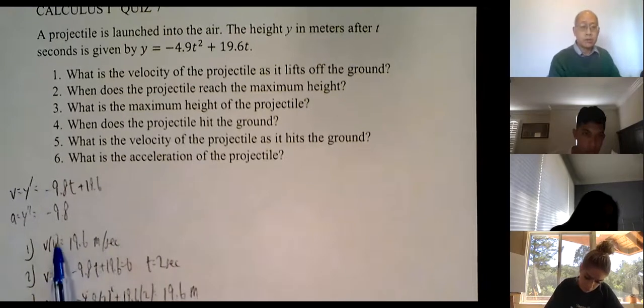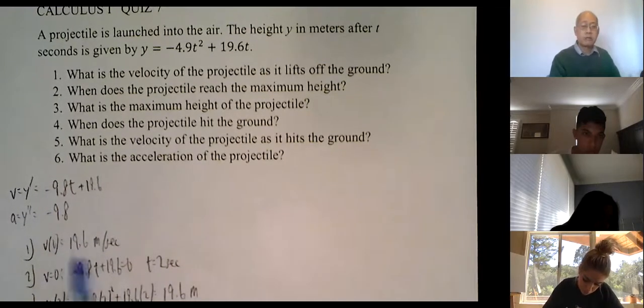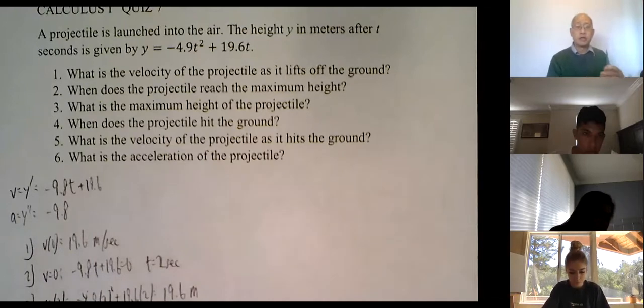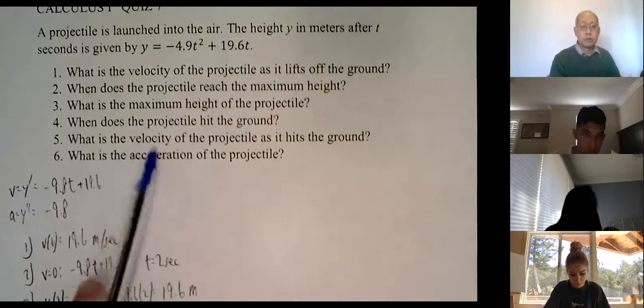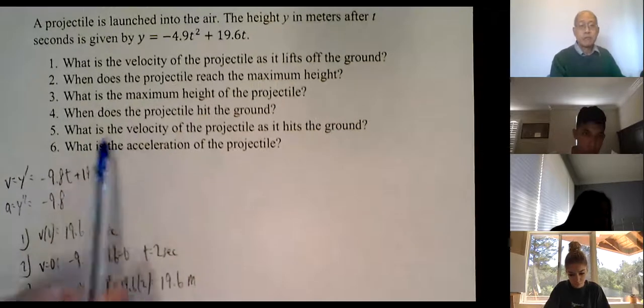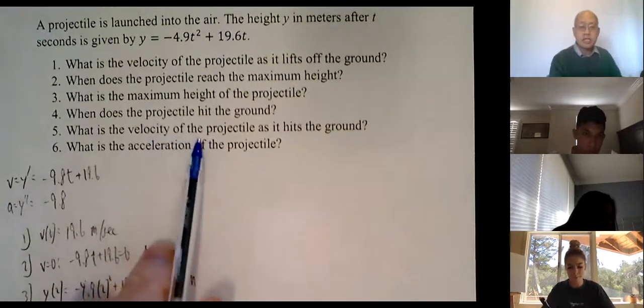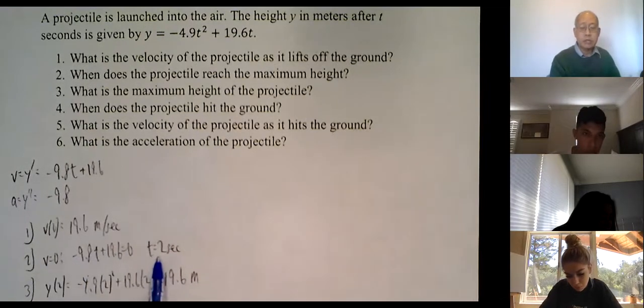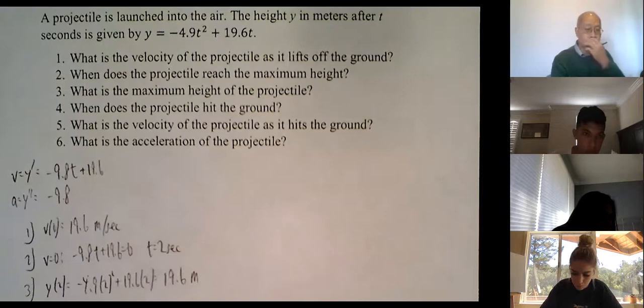You're supposed to plug in 0. So v of 0 is 19.6 meters per second. So as the projectile lifts off, that means you're supposed to plug in t equals 0. Number two, maximum height. That means the velocity is 0. So you set the velocity equal to 0. That happens at 2 seconds. You were supposed to label units for all of these.